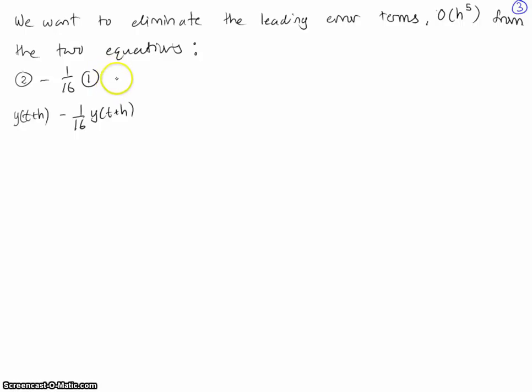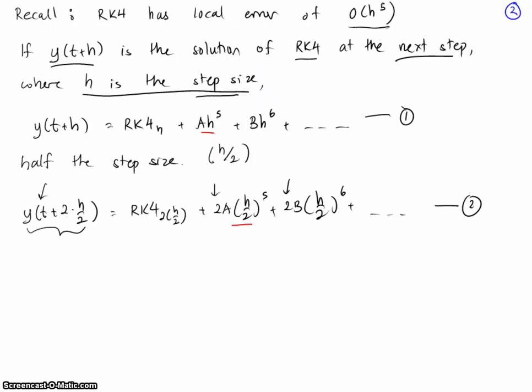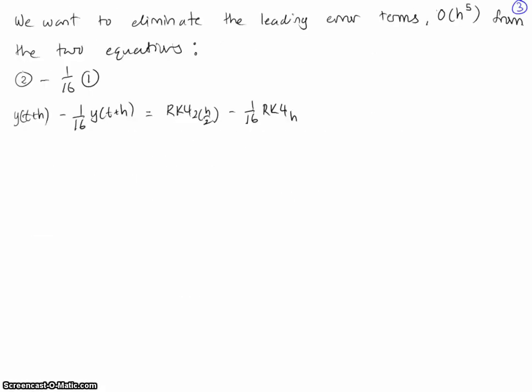On the right hand side we are going to get the RK4 solution that we obtain using step size of h over 2 minus 1 over 16 of the RK4 solution obtained with step size of h. And so in doing this, the leading error term here will get cancelled off because you will then have 2a h to the power 5 over 32 minus a h to the power 5 over 16. So this entire h to the power 5 term now reduces to 0. So your leading error term now becomes h to the power 6.